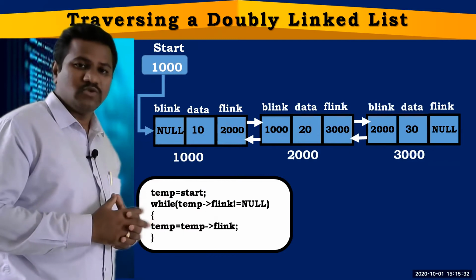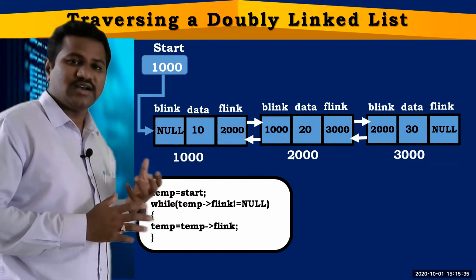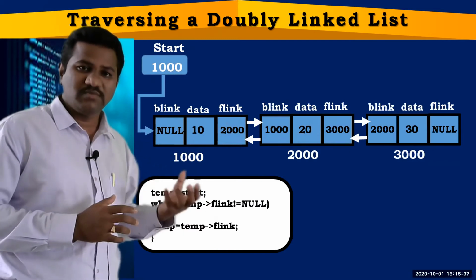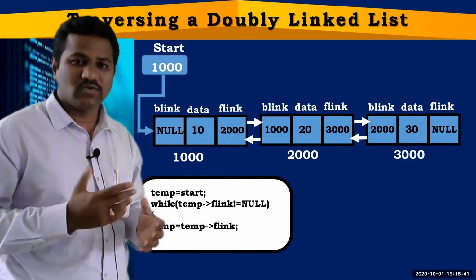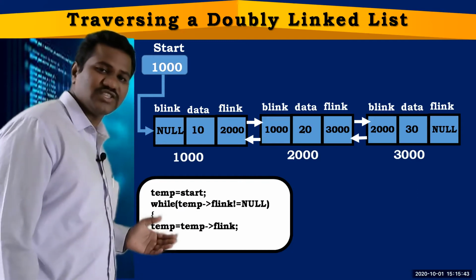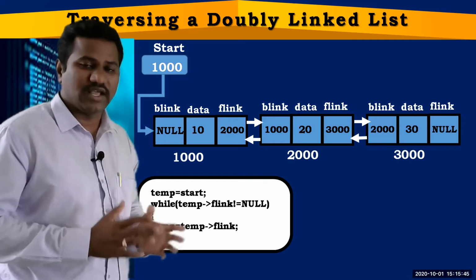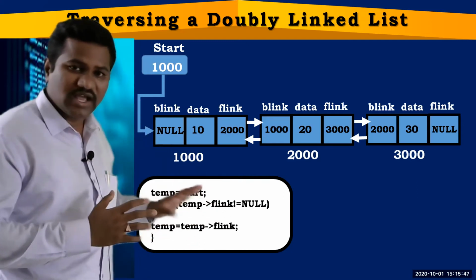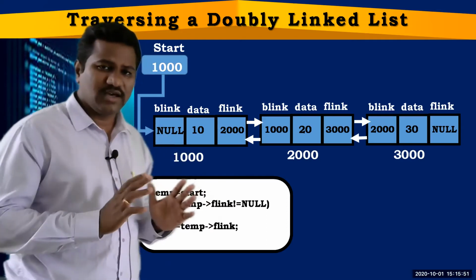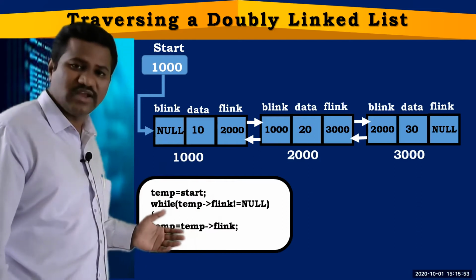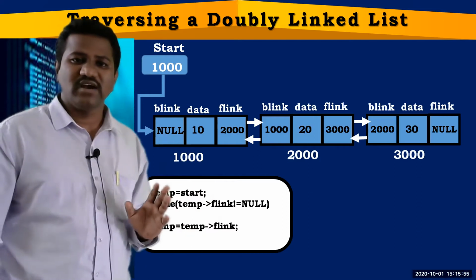See, first what I'm doing is I'm assigning start to temp, and then I'm going to check whether temp forward link is not equal to null or not. After that, I have one more instruction that temp is assigned with temp arrow link. And with this code, what I'm trying to do is, I'm not going to print any data value. You can observe here inside this while loop, I'm not using any printf kind of statements.